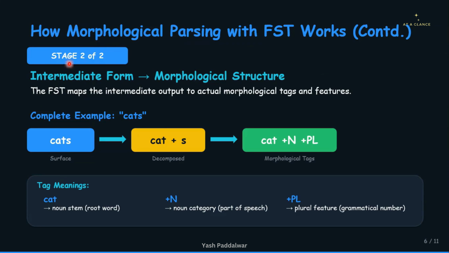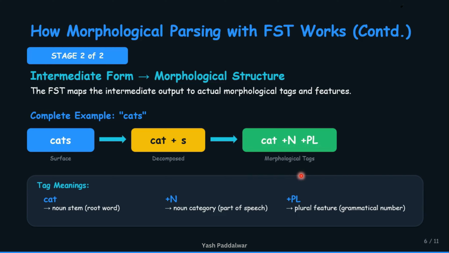Next, we have stage 2 of 2. Over here, your intermediate format will be converted into morphological structure. The FST will map the intermediate output to the actual morphological tags and features. For example, we have the word cats. This is the surface form. In stage 1, the surface form gets decomposed into an intermediate form, which is cat plus s. From here to the morphological tags, this is your stage 2. So cat plus s will be converted into cat plus n plus pl.